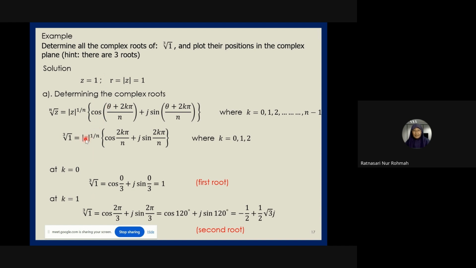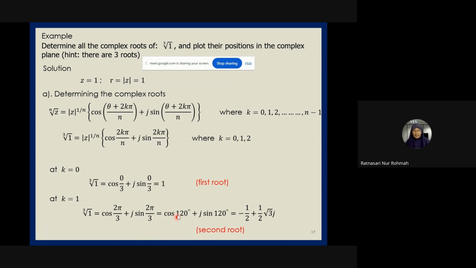The third root of the complex number is the magnitude multiplied by cosine of 2kπ over n plus j sine of 2kπ over n, where k is equal to 0, 1, and 2. Our first root is 1 multiplied by cos 0 plus j sin 0, equal to 1. At k equal to 1, we have the root cosine 2π over 3 plus j sine 2π over 3.